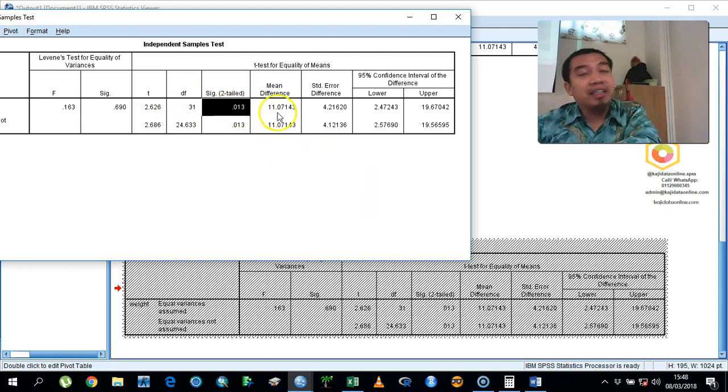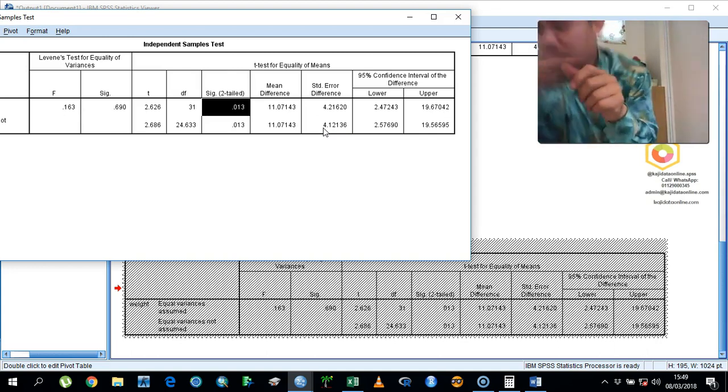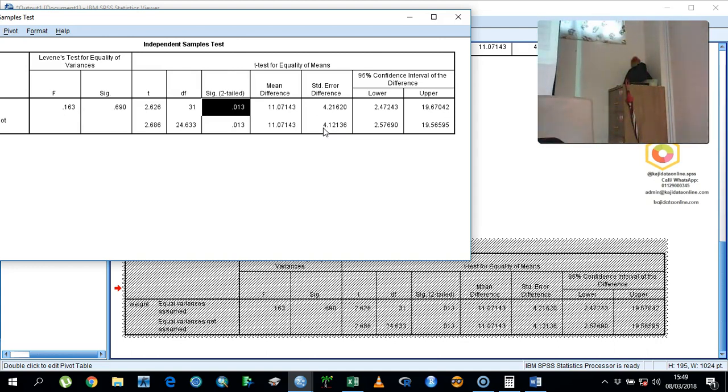0.013. 0.013 is the value that you need to compare with your alpha. What is your alpha? Our alpha is 0.05. So, is this one less than or more than? Correct. It is less than, not more than, because our alpha is 0.05 and this one is 0.013. So, the p-value is less than alpha. So, do you reject or fail to reject your null hypothesis? Yes, that's good. Then you need to report your data here.